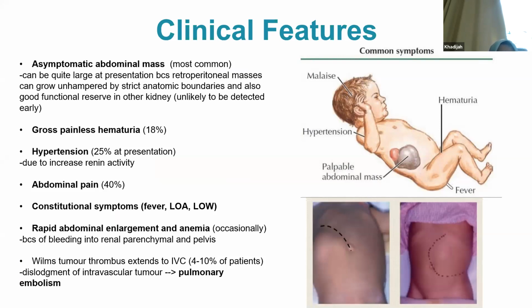Other features can be gross painless hematuria, as well as hypertension in about 25% at presentation. This is due to increased renin activity. Abdominal pain occurs in about 40% of cases. There are also constitutional symptoms like fever, loss of appetite, loss of weight, rapid abdominal enlargement, and anemia due to bleeding into the renal parenchyma and pelvis. There can also be presentation like pulmonary embolism due to dislodgement of intravascular tumor.